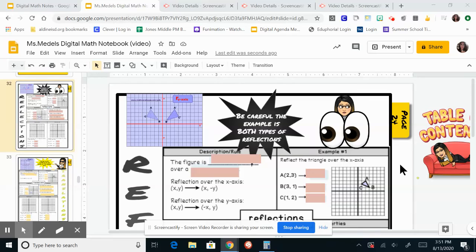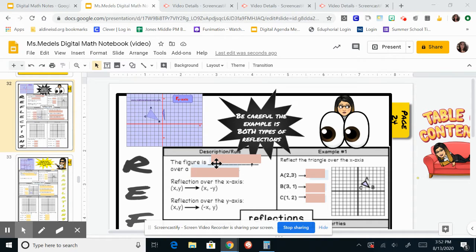Hey guys, so today we're going to be focusing on reflections. And if you notice, I have given you an example of a reflection. Be careful because first I have reflected it over the y-axis and then I reflected it over the x-axis.